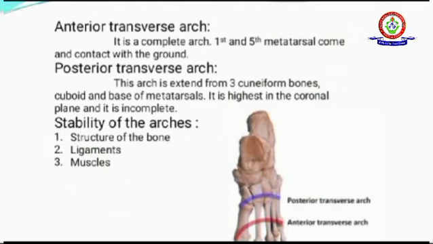Anterior transverse arch. It is a complete arch. First and 5th metatarsal come in contact with the ground. Posterior transverse arch. This arch extends from 3 cuneiform bones and cuboid bone and base of metatarsals. It is highest in coronal plane and it is incomplete.